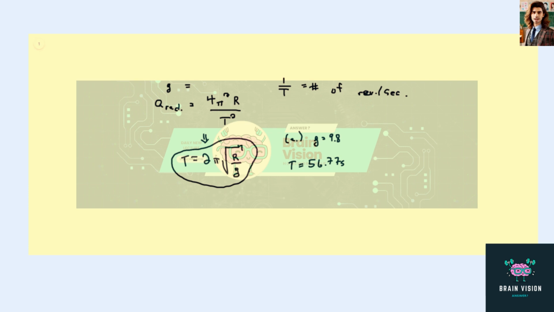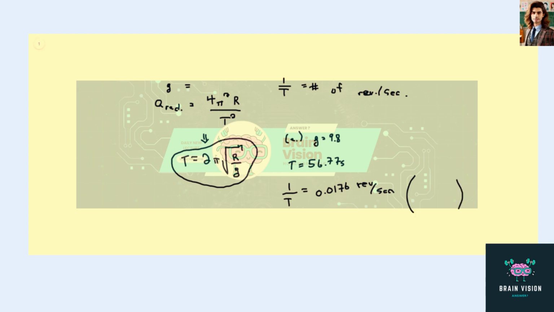56.77 seconds, which means that 1 over t is equal to 0.076 revolutions per second. Remember, the interpretation of 1 over t is revolutions per second. And so we need to convert this into revolutions per minute, because that's what the problem is asking.